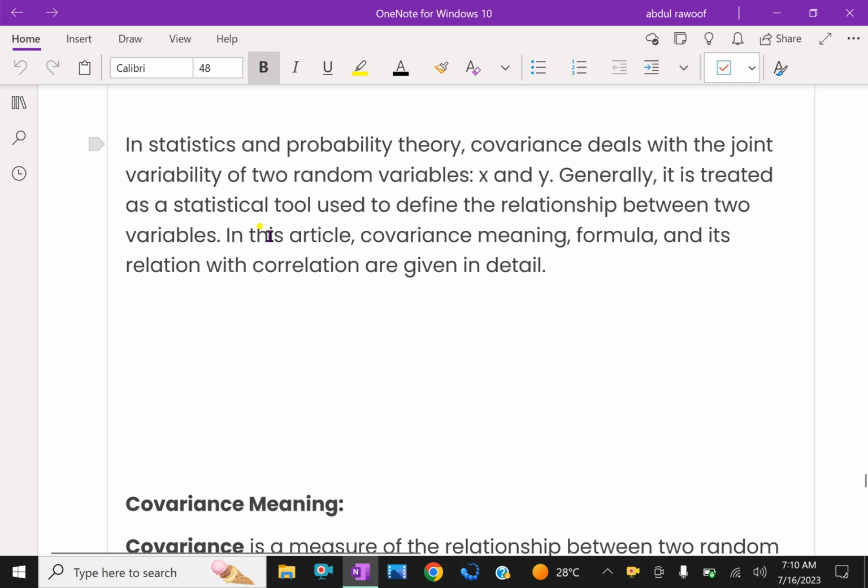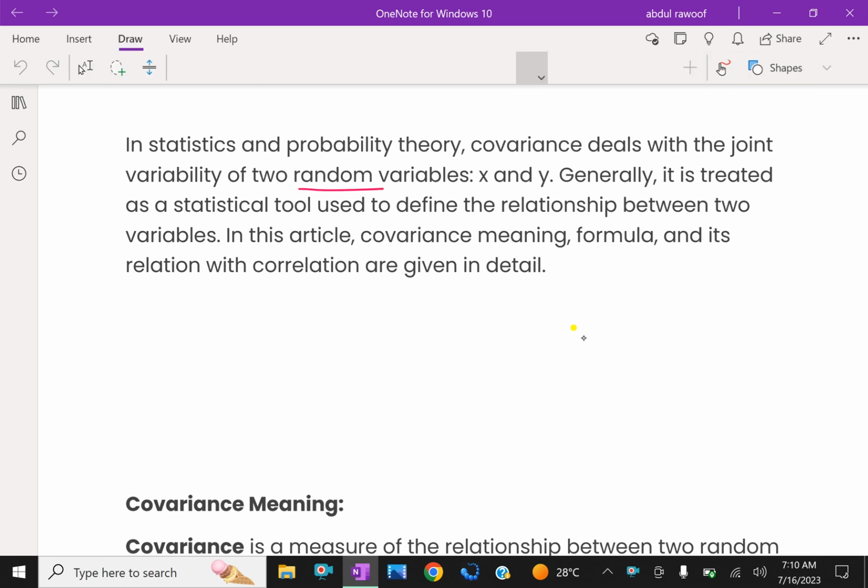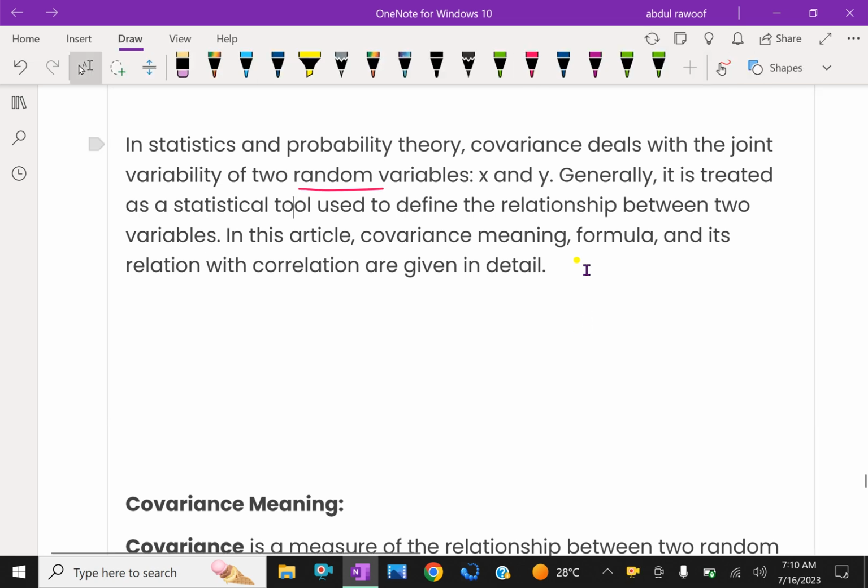In statistics and econometrics, let us discuss covariance and correlation. In statistics and probability theory, covariance deals with the joint variability of two random variables, x and y. Generally, it is treated as a statistical tool used to define the relationship between two variables. In this article, we will discuss the meaning of covariance, its formula, and its relation with correlation.